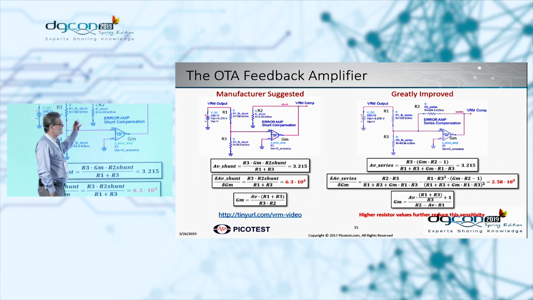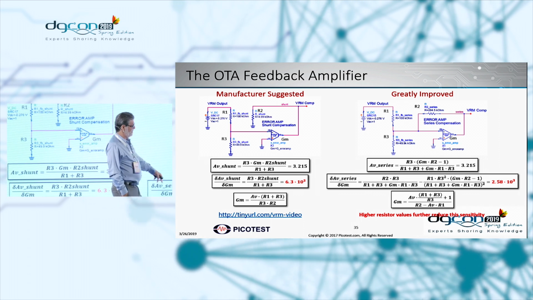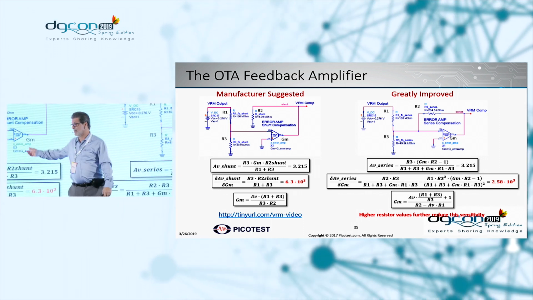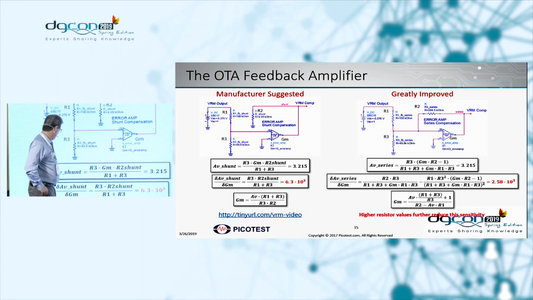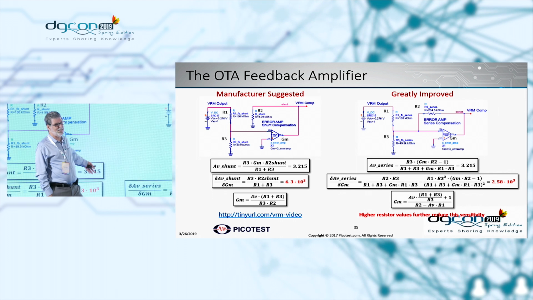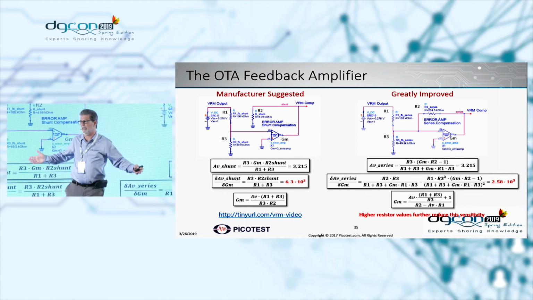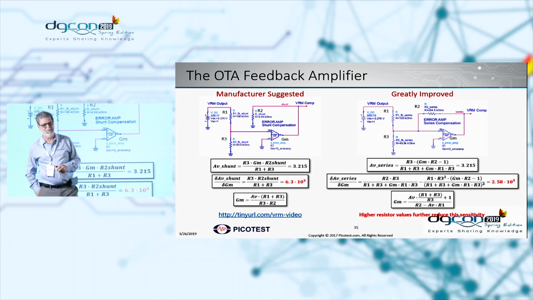I set two exactly similar gains, 3.215, 3.215. I took the transconductance feedback amplifier and I calculated the sensitivity to transconductance in both cases. And if you do what they tell you to do, you end up with about a 10 dB degradation in performance. I can't figure out why they want to steal 10 dB from you.